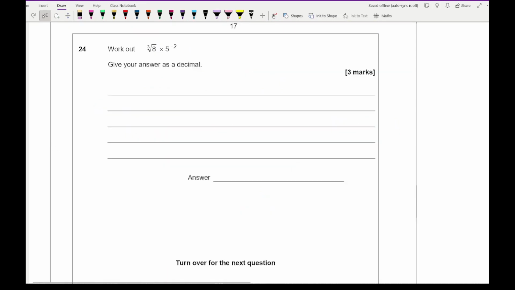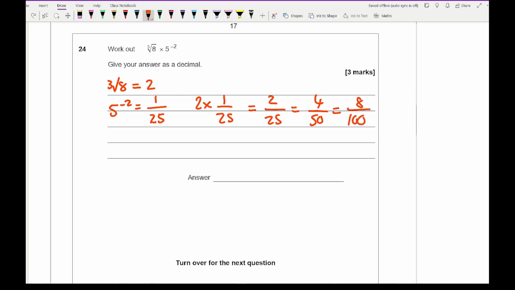So looking at question 24, it says work out the cube root of 8 times 5 to the power of minus 2. So here the cube root of 8 is 2, and 5 to the power of minus 2 is 1 over 5 squared, which is 25. And then what you want to do is 2 times 1 over 25, which is 2 over 25, which is 4 over 50, which is 8 over 100. And what's 8 over 100 as a decimal? 0.08.